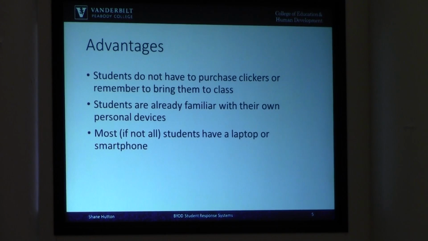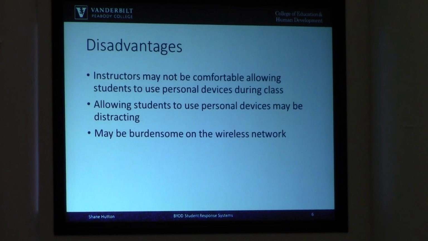What they don't forget is their cell phone. And so students will have their cell phone with them and can use these BYOD response systems from their cell phone, and they're already familiar with their cell phone or their laptop, so there's not much of a learning curve associated with using them for this purpose. And most students, this probably varies by college, should have a laptop or a smartphone to bring with them to class.